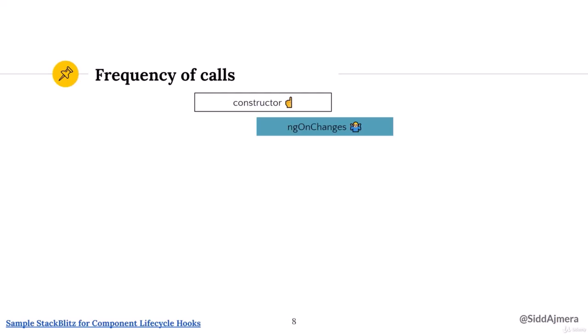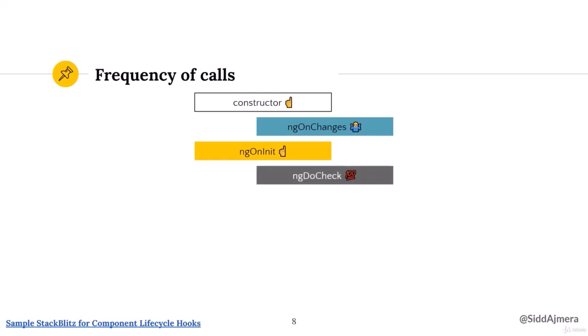So every time there is a change, ngOnChanges is going to get called. So again, it will get called quite frequently. Next up, we have ngOnInit. This gets called only once, right after the first ngOnChanges. Then we have ngDoCheck, which gets called every time Angular runs change detection.